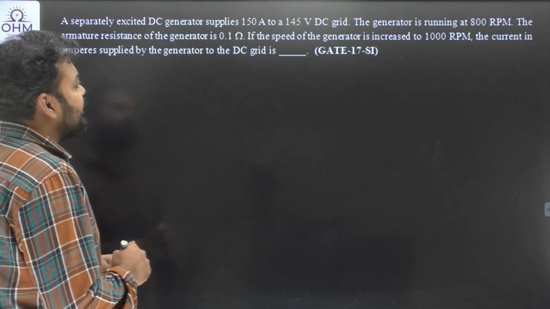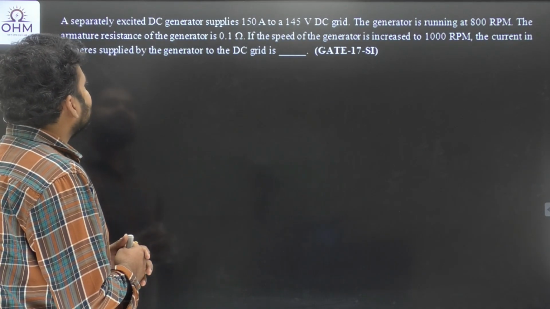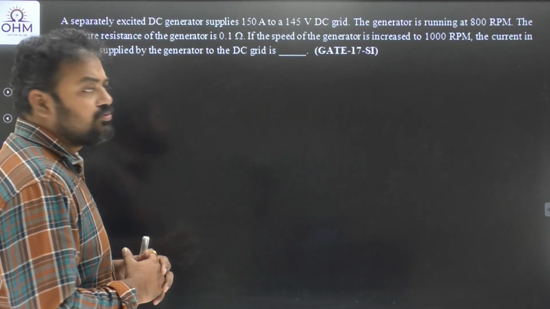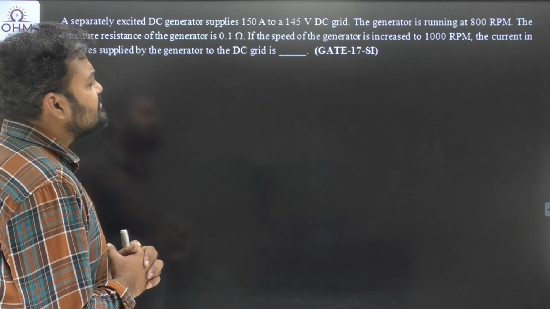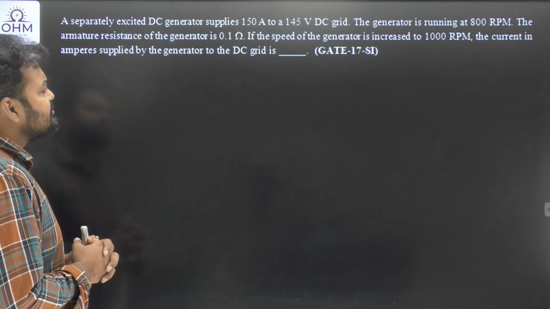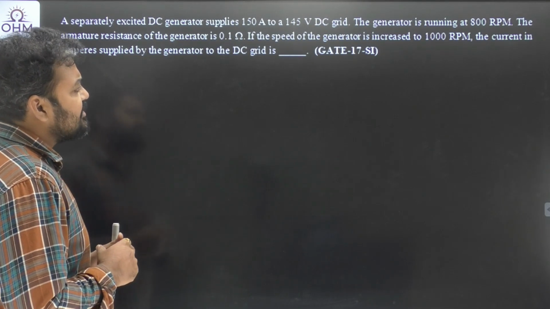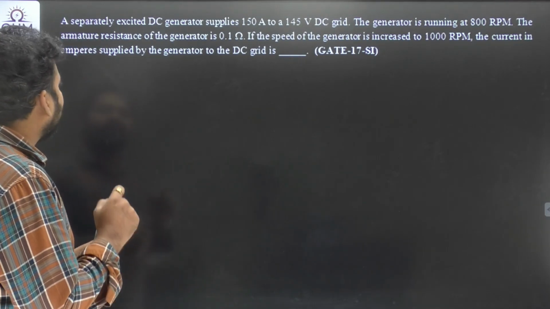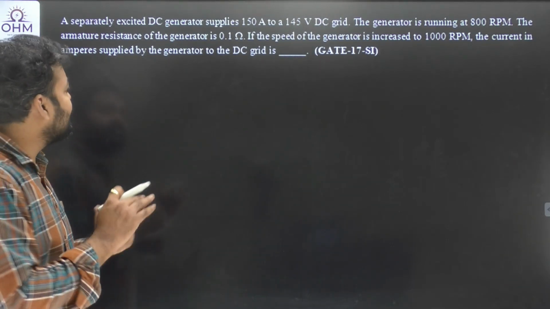This is a question from the GATE 2017 paper. So read the problem. A separately excited DC generator supplies 150 ampere to a 145 volt DC grid. The generator is running at 800 RPM. The armature resistance of the generator is 0.1 ohm. If the speed of the generator is increased to 1000 RPM, the current in amperes supplied by the generator to the DC grid. So simple question.